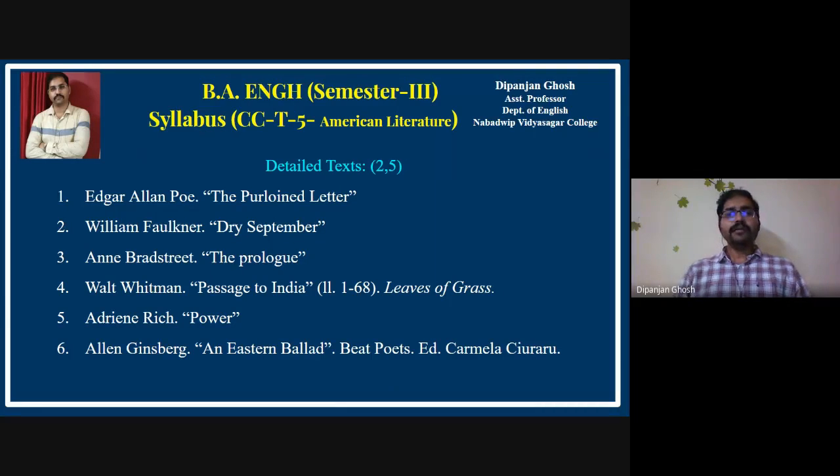Ultimately, in semester 3, you will get three papers that are considered CC papers, and one paper that is considered the SEC paper, apart from your GE paper. In the BA English semester 3 syllabus, the first paper is named Core Course Theory 5, that is the fifth paper, and it is named American Literature.